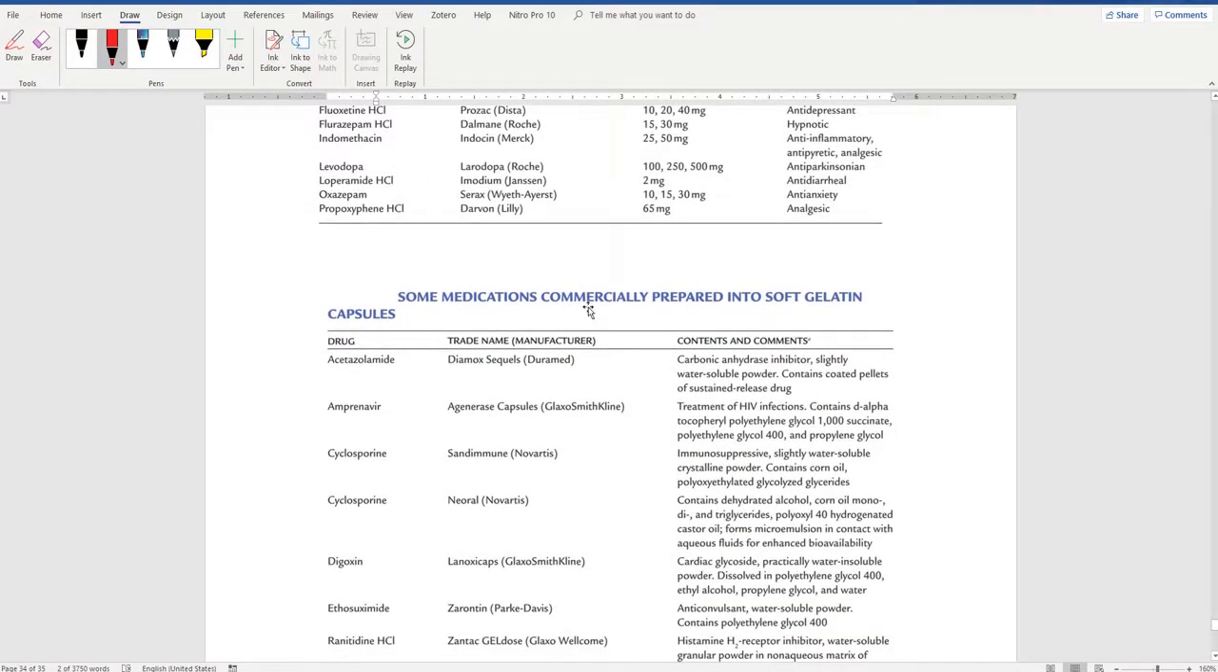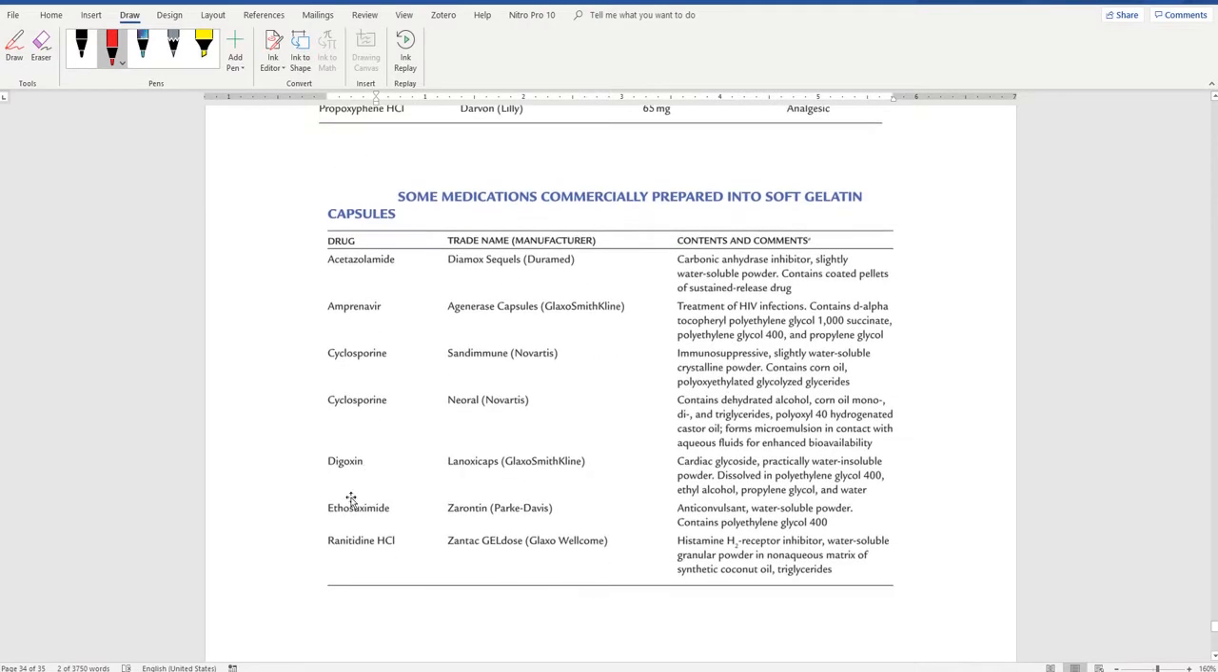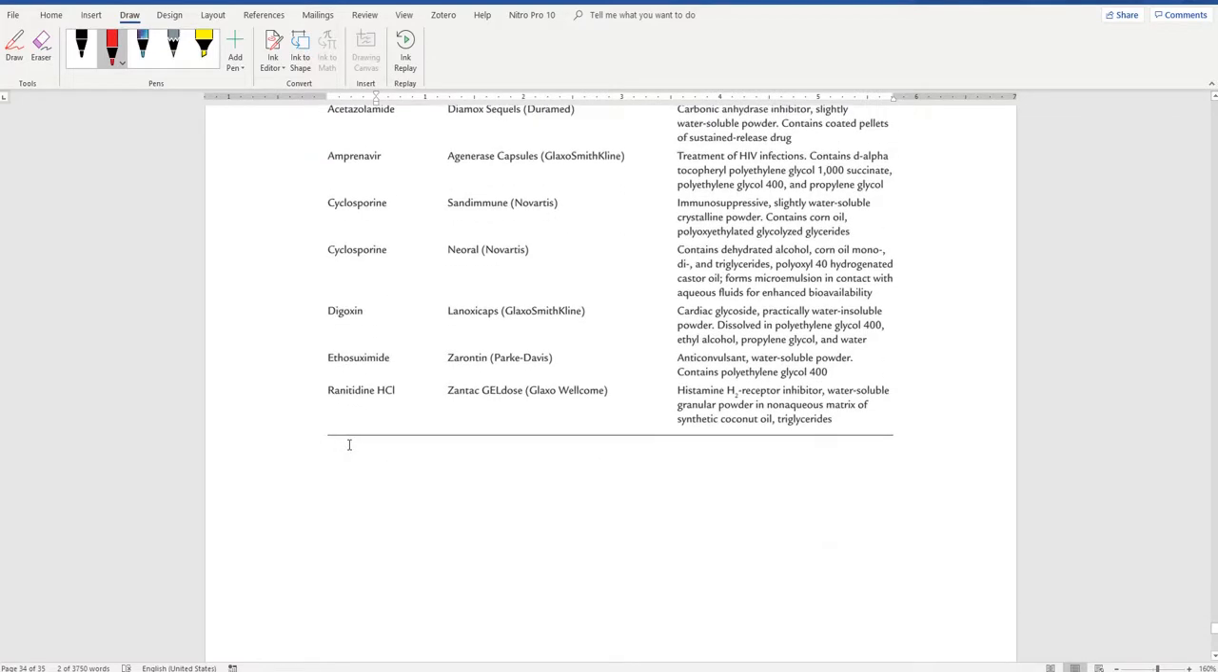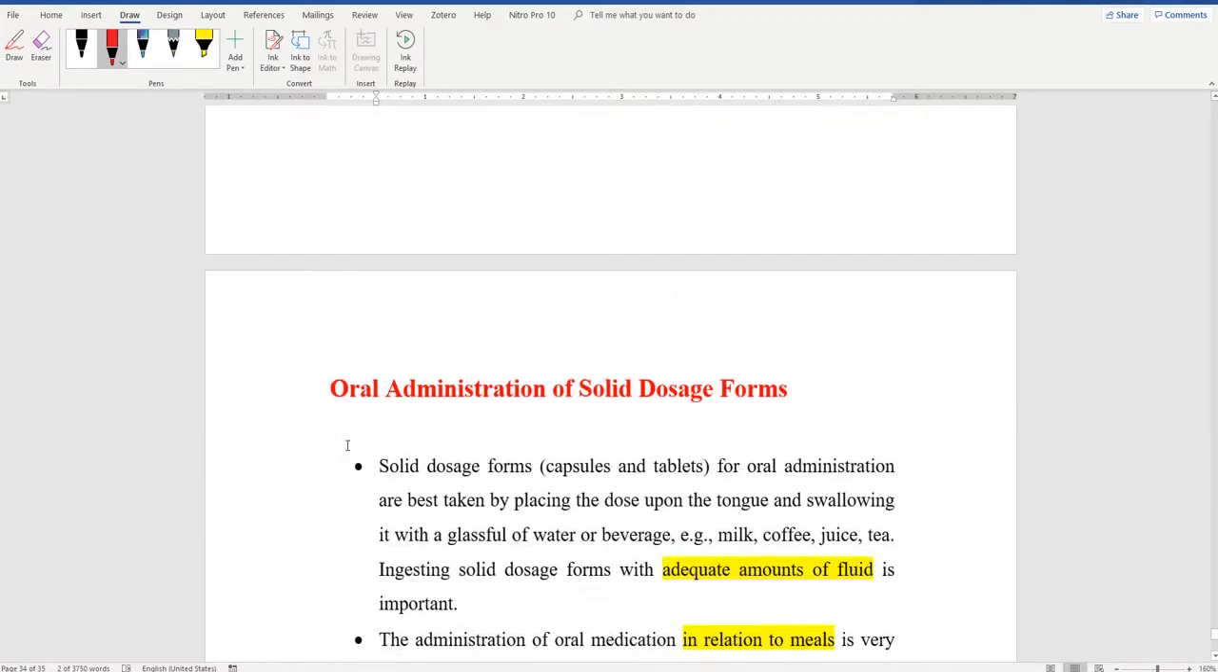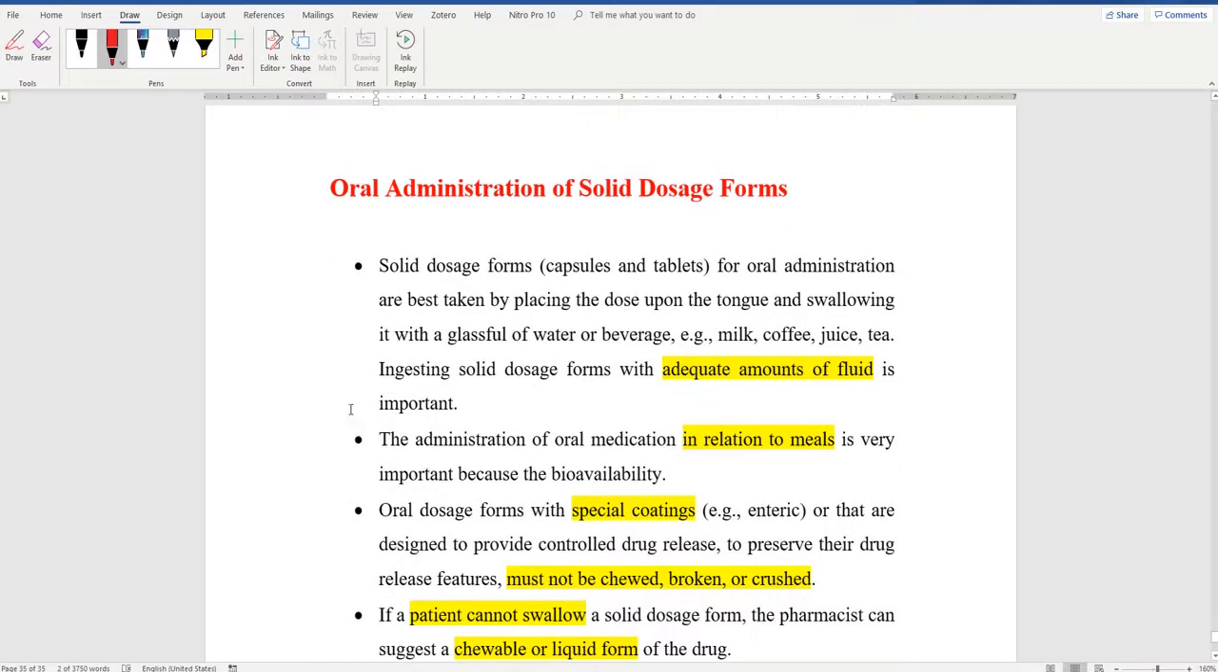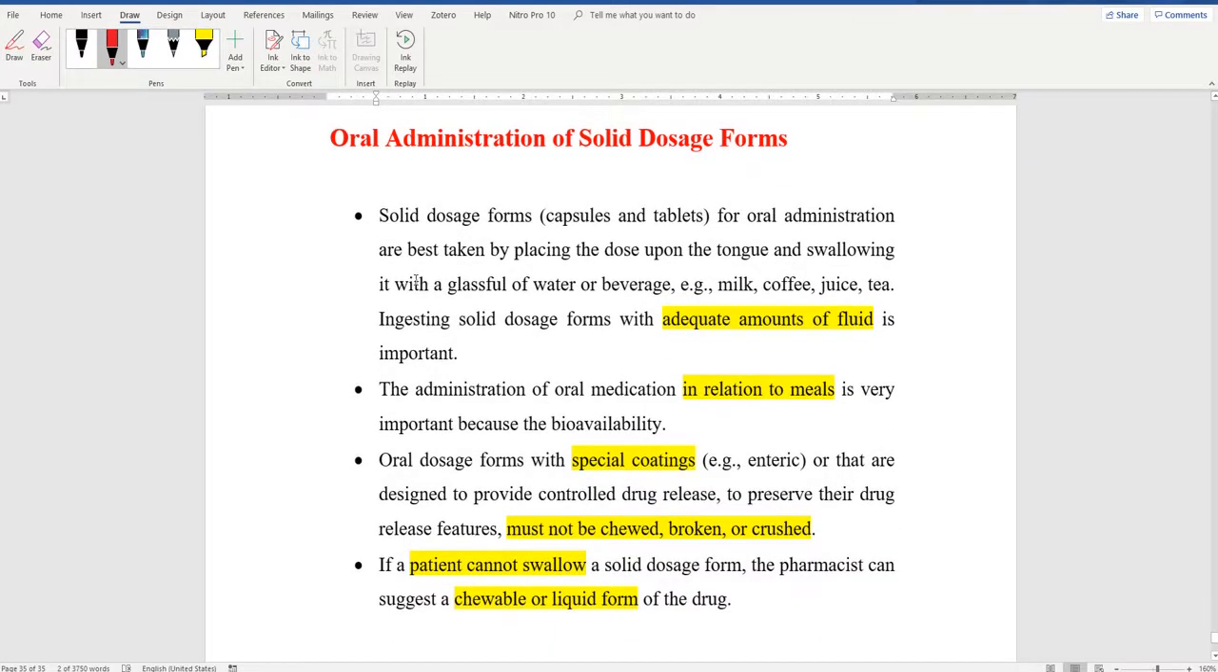The other one is soft gelatin capsule products, and you need to memorize one or two. For example, digoxin. Digoxin is used for the heart. Okay, it's cardiotonic. So just memorize one or two products out of them. Now, when you give the patient the product, or you want to deal with the product as a pharmacist, what you should know, what you should tell, what you should advise, what you should counsel.